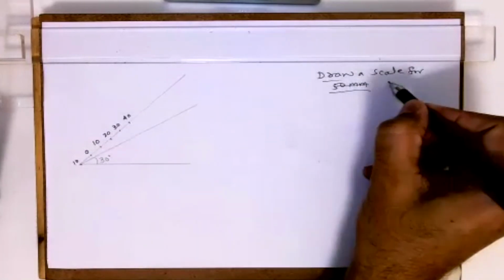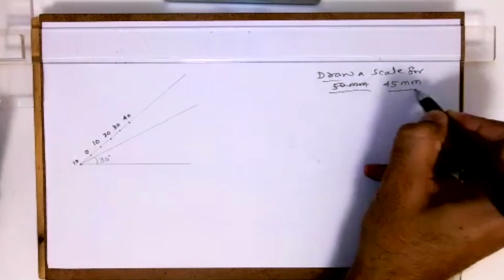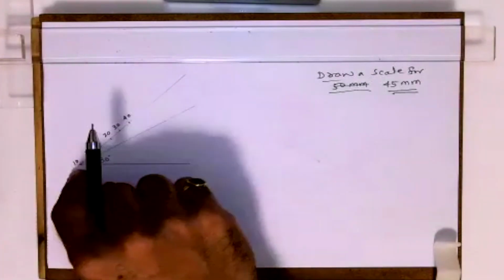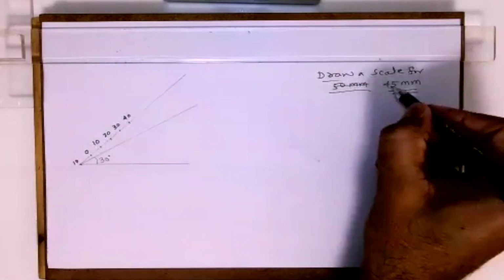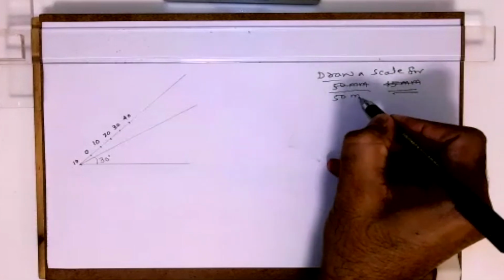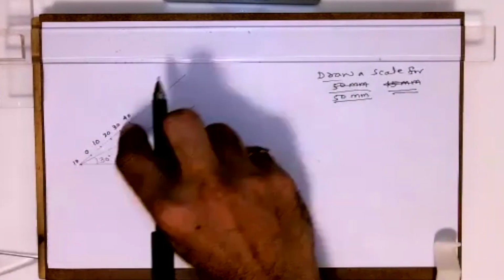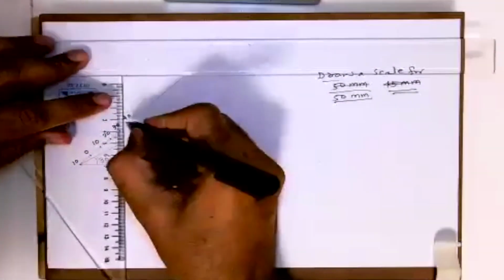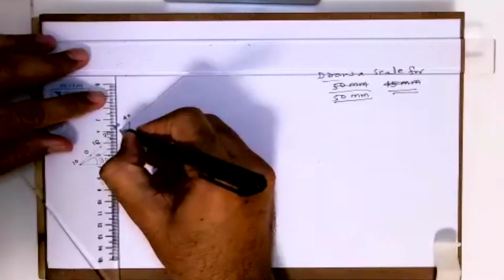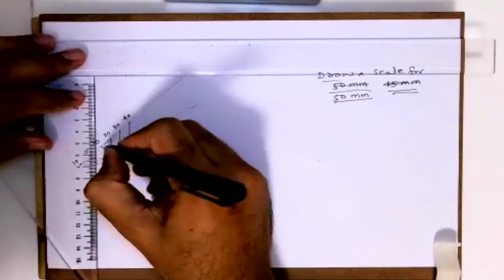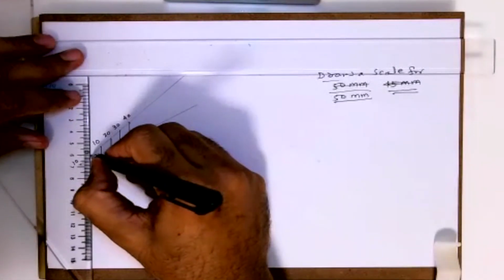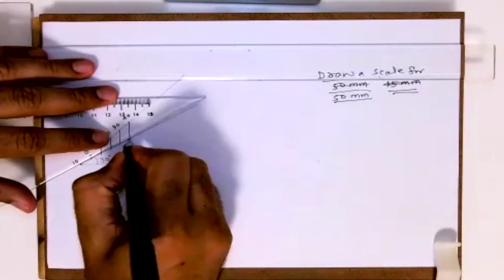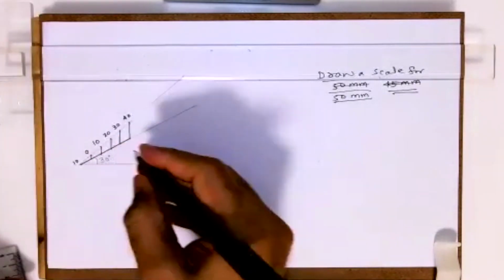Instead of 50, if they say 45, then also I will do this, because it will always be in multiple of 10. So first we will deal with this only. First we are drawing a normal 50 mm line. So you take 0 to 40 and 10. Then from here, you draw a vertical line. Got it? So this is what we have done.